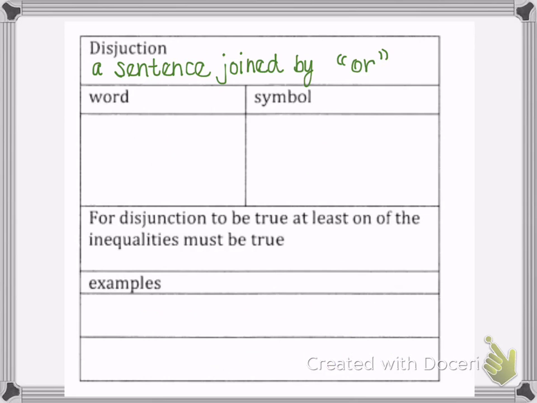So the other case we're going to talk about today, in addition to the word conjunction that we just talked about, is disjunction. And disjunction is a sentence joined by the word "or," which means we're going to fill in that the word is "or" here. The symbol is a capital V. So you'll notice it's the flip of the "and" symbol. And in order for a disjunction to be true, at least 1 of the inequalities must be true. So let's take a look at 2 examples.